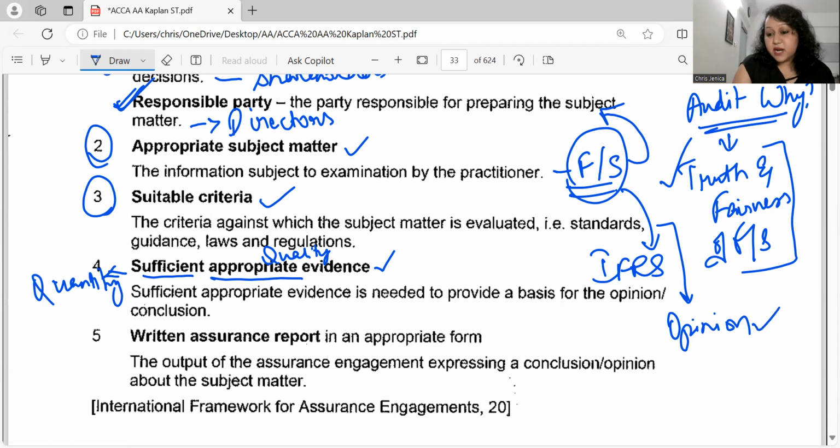Finally, once we have arrived at the opinion and we have collected the evidence, we are going to provide an assurance report, expressing our conclusion regarding the engagement process that we have carried out regarding the subject matter.